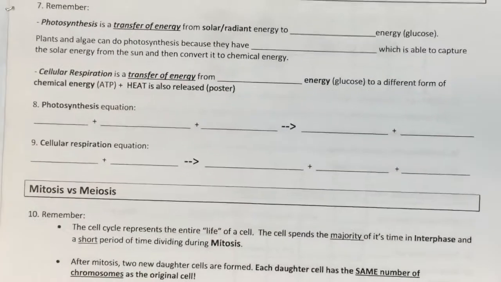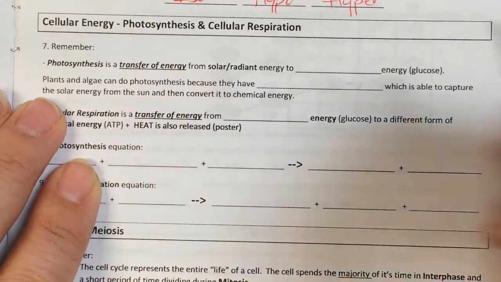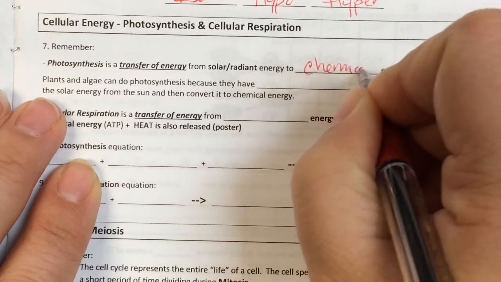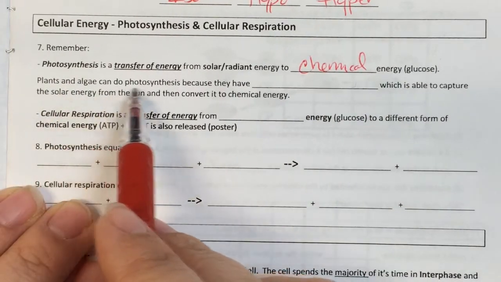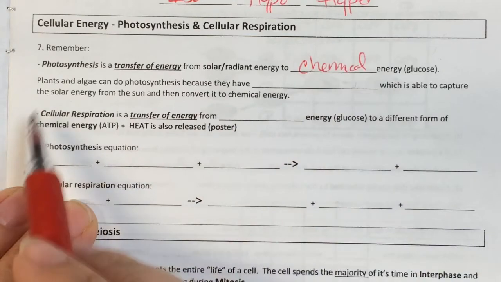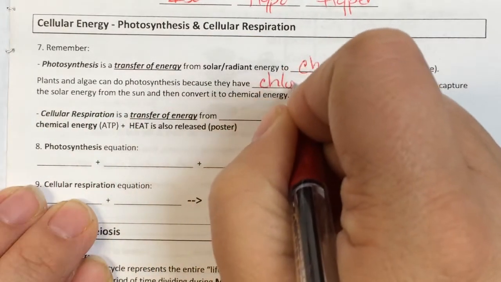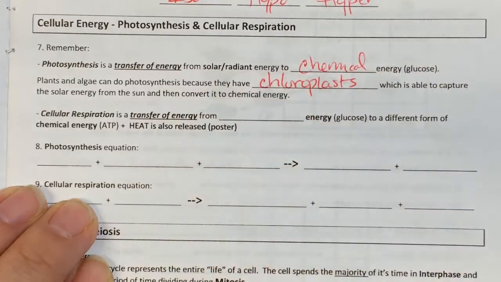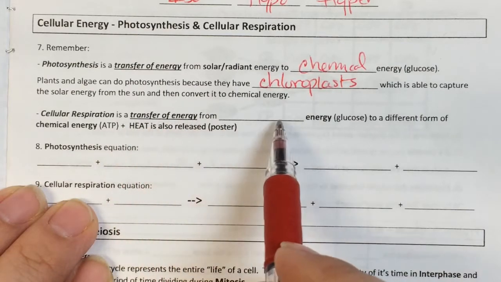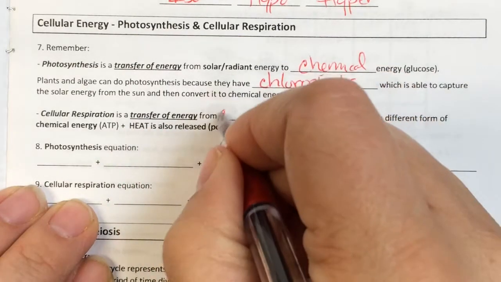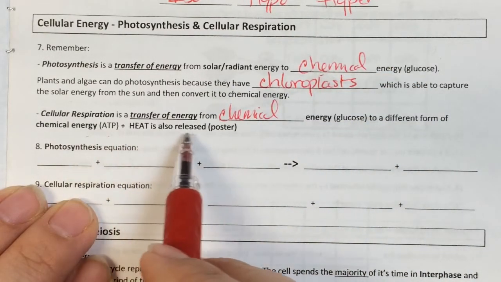All right, cellular energy, photosynthesis and cellular respiration. Photosynthesis is a transfer of energy from solar radiant energy to chemical energy because we're turning it into glucose. Plants and algae can do photosynthesis because they have chloroplasts, which are able to capture the solar energy from the sun and then convert it to chemical energy. Cellular respiration is a transfer of energy from chemical energy, glucose, to a different form of energy, ATP, and heat is also released.